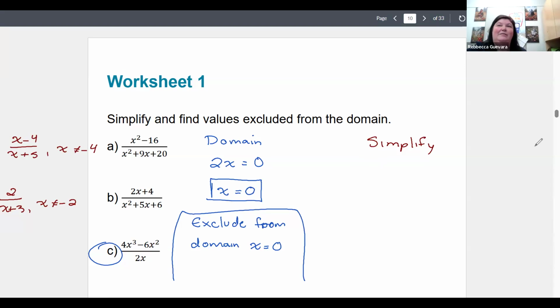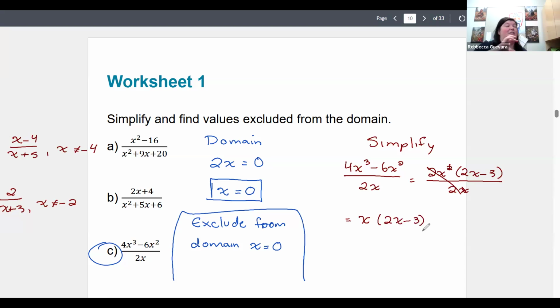So when I simplify, we get 4x cubed minus 6x squared over 2x. On the top, we can factor out a 2 and an x squared, leaving us with 2x minus 3. And then we have 2x down here. So the 2's will cancel and at least one x, leaving us with x times 2x minus 3. And this is still a rational expression because we could just put 1 under it and it's still two polynomials. Or you can say it's 2x squared minus 3x.